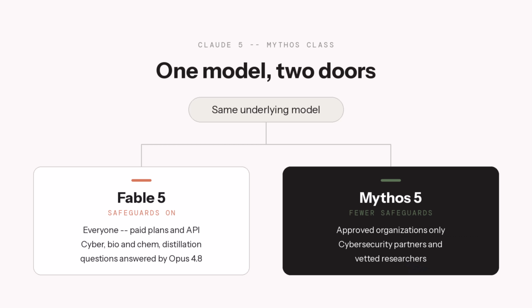One more piece of context, there's a second model behind this one called Mythos 5 that Anthropic only gives to approved organizations. Fable 5 is the same underlying model with extra safeguards added, so the rest of us can use it. We'll see those safeguards in action later in this video.